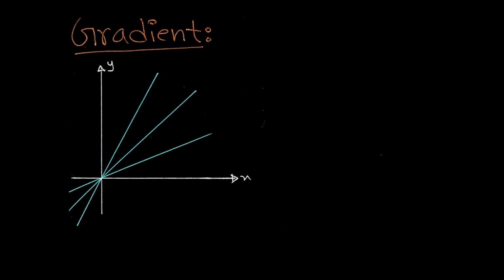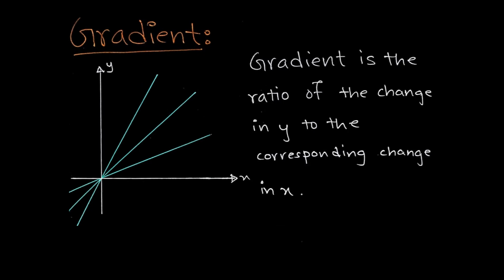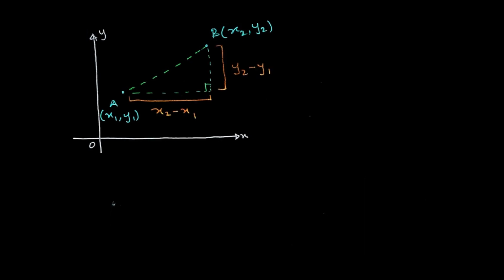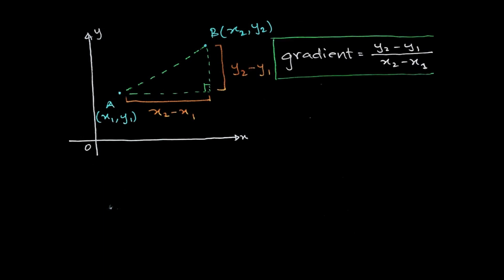Now let us see what the gradient means. The gradient of a line means how steep a line is. The gradient is the ratio of the change in y to the corresponding change in x. Therefore, if we take 2 points A and B again, we can see that the change in y is y2 minus y1, and the change in x is x2 minus x1. The ratio of this is the gradient.